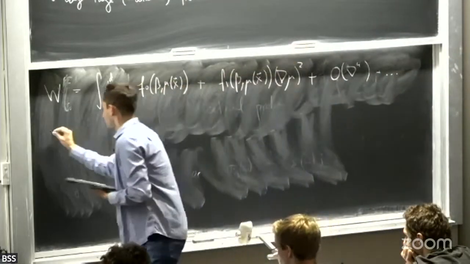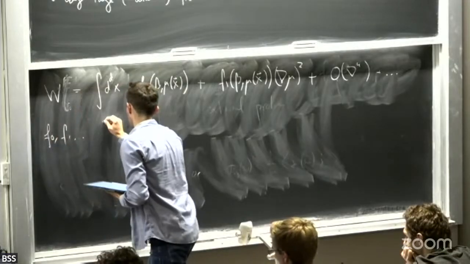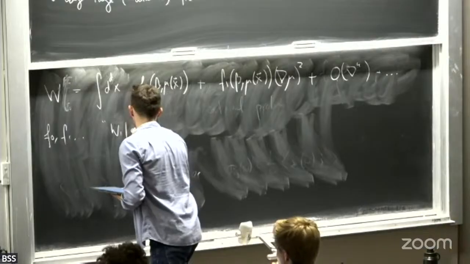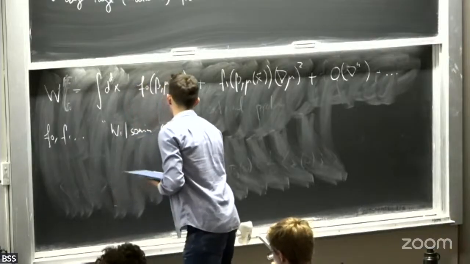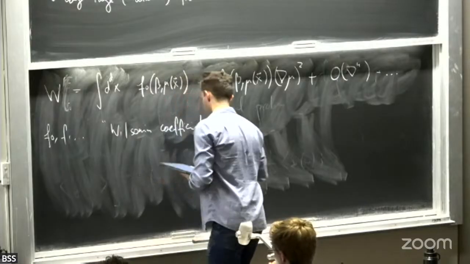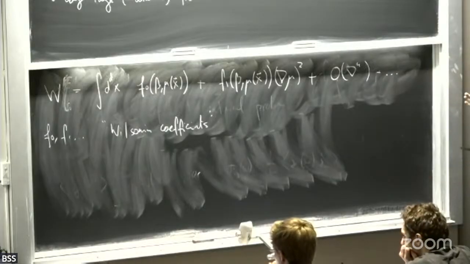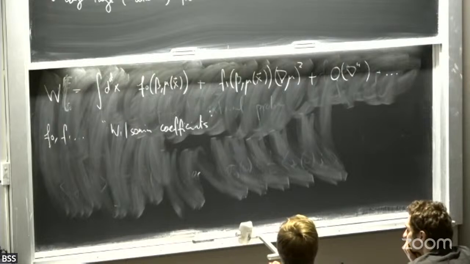Okay, so here we have some coefficients that are unfixed. They're sometimes called Wilsonian coefficients. And we'll see that this thermal effective action has some predictive power, even though it has these unfixed, unknown parameters.